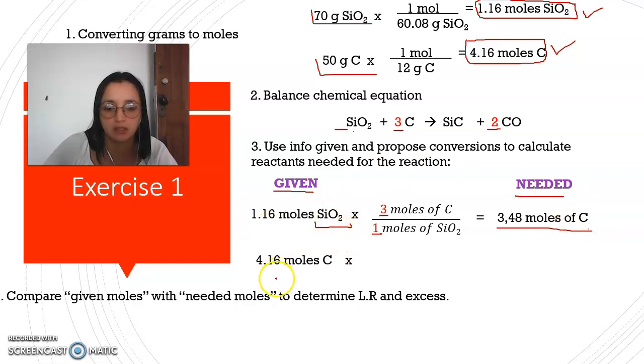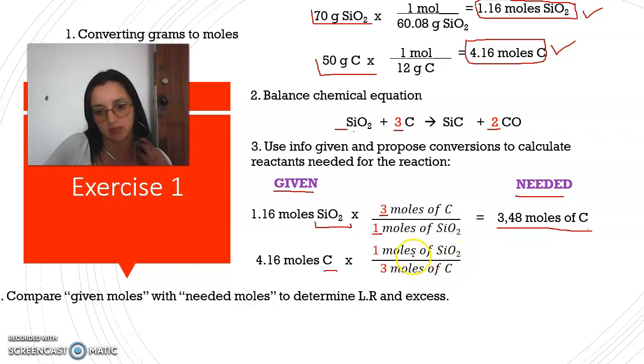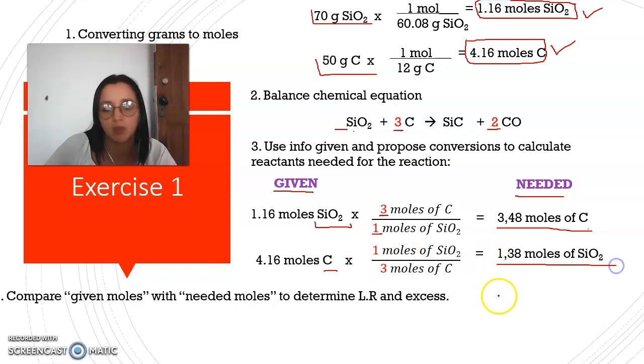And we repeat exactly the same for the other reactant, which is carbon. So we had 4.16 moles of carbon given in the problem. Again, we compare it to our chemical reaction once it's balanced. We have exactly the same conversion factor, but switched around, because now we have that 3 moles of carbon react with 1 mole of silicon dioxide. If you notice, it is exactly the same conversion factor, exactly the same relationship between reactants. So that's what we need to propose. And we obtain that 1.38 moles of silicon dioxide are needed.